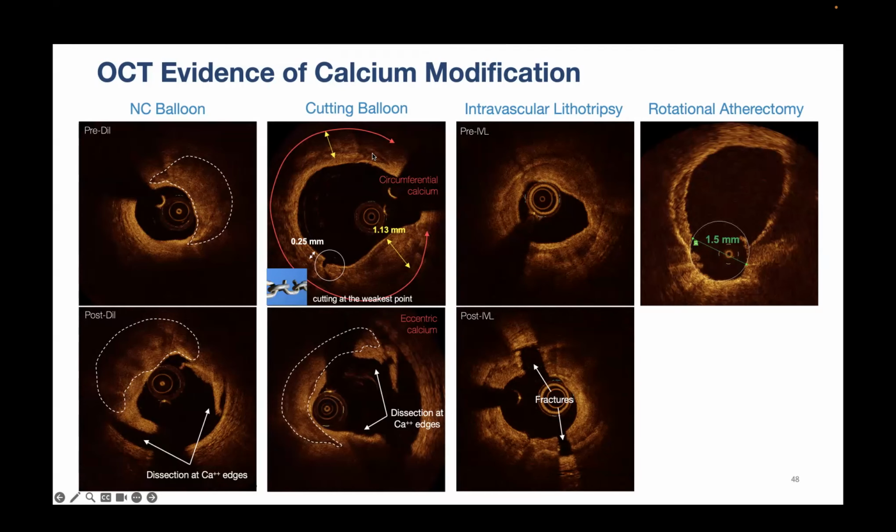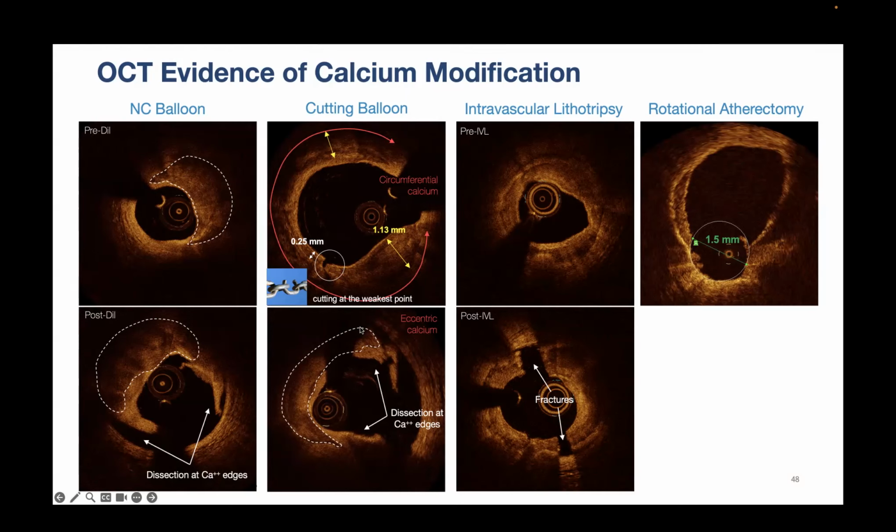Cutting balloon, so this is my own experience, and we may discuss that. Once the calcium is circumferential and superficial, we may see these cracks of calcium at the weakest point. You see the thickness here is much smaller than here. So the only effect I had was on the thickest part, when it's very, very superficial.